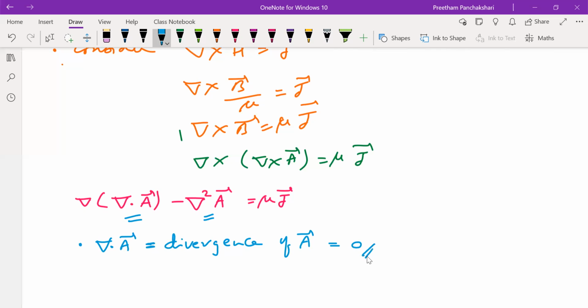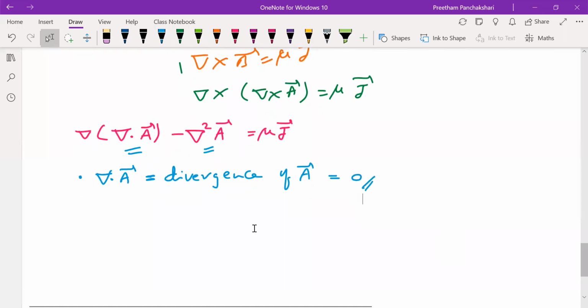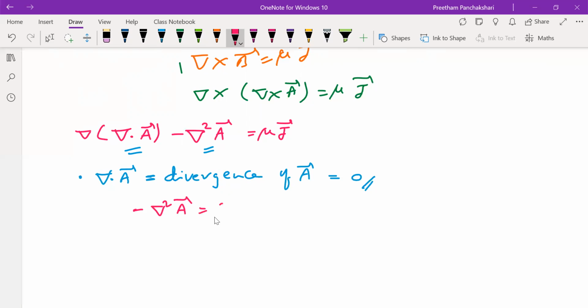So we directly take this concept from the physics and we continue taking this one. So the divergence of vector magnetic potential is zero. So that means divergence of A is available in one or other form. Next, we shall look into the other one. If this is zero, then we are going to have minus del square A is equal to mu J. Del square A is equal to minus mu J.